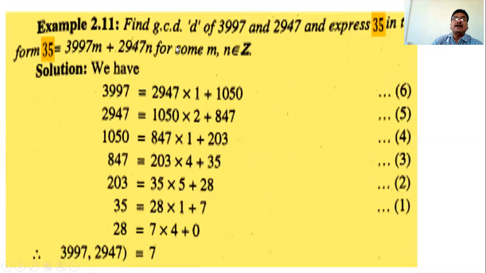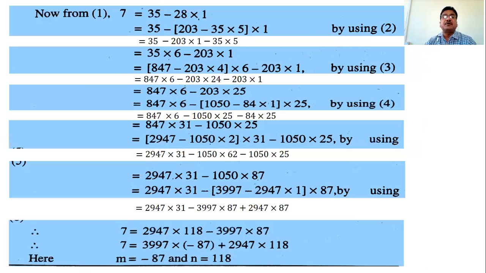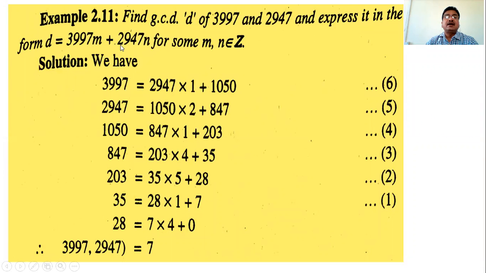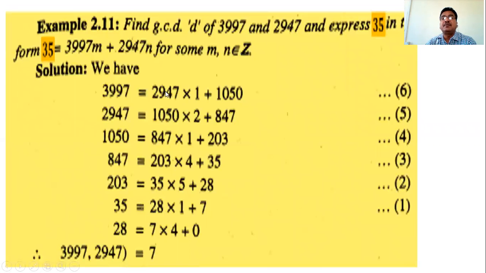So this is the problem: find the greatest common divisor of 3997 and 2947. That is the same problem, with 3997 and 2947. Find the greatest common divisor and express 35. That is, we have to express this 35 in this form. So first find the greatest common divisor and then use equation number 3 first. That is, start from equation number 3.